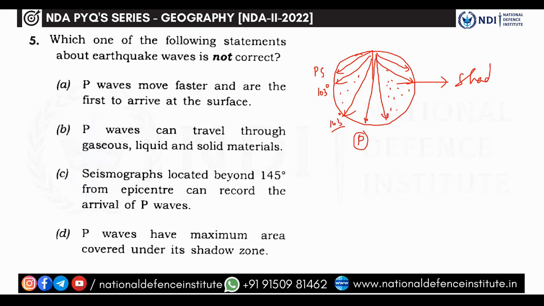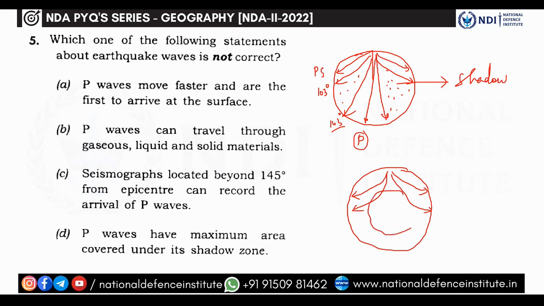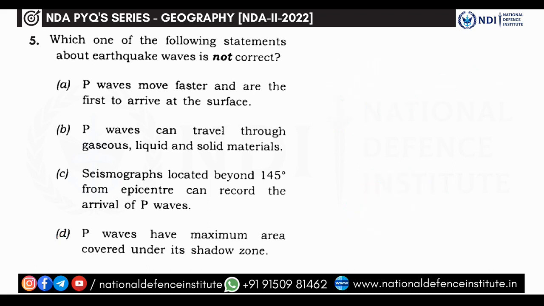But in the case of S waves, since S waves cannot move through liquid, S waves will be detected up to this region, and beyond 103 degrees you cannot witness them, because you have your asthenosphere, which is molten. So your shadow region will be this entire region. So the wave having the maximum shadow region is the S wave. So option D is the wrong one, but since they are asking for the not correct statement, the answer will be D. Alright, so let's go for the next question.